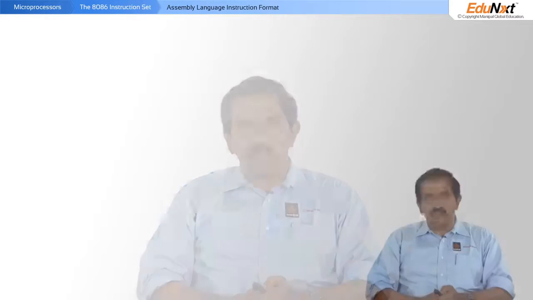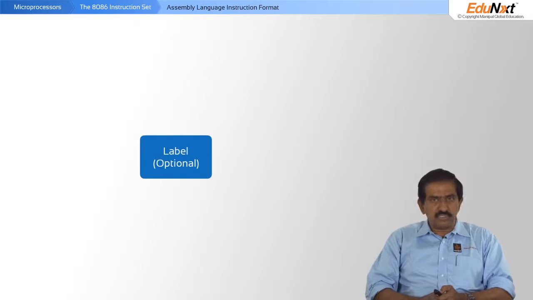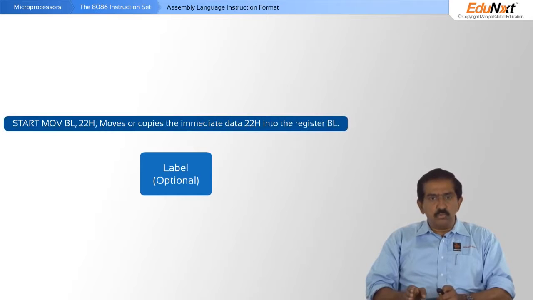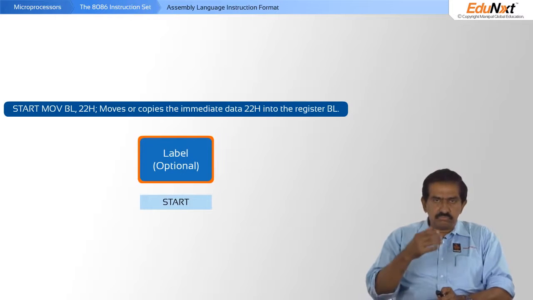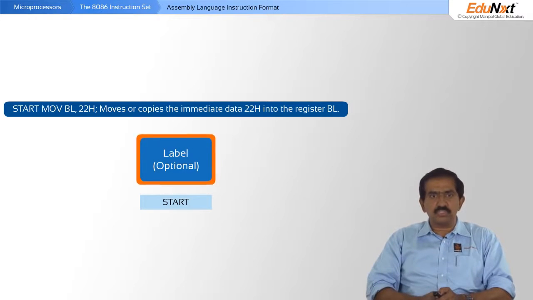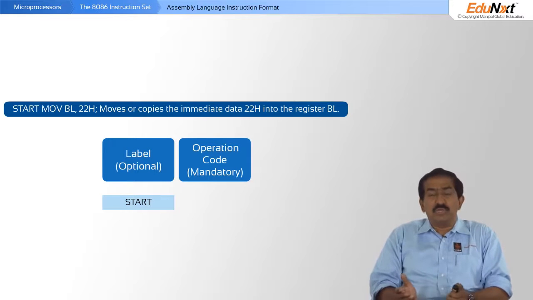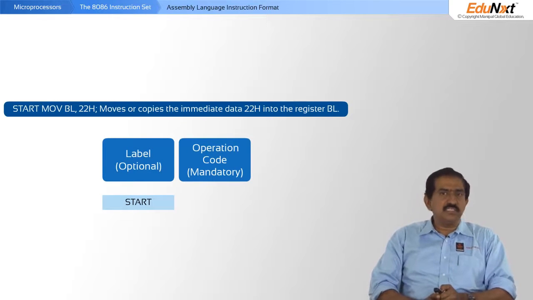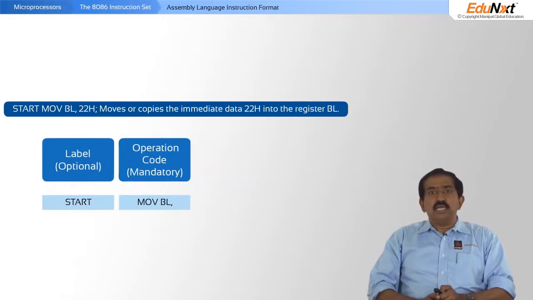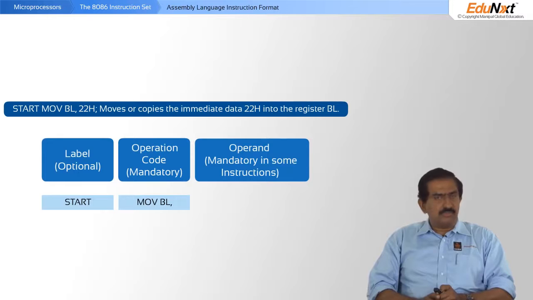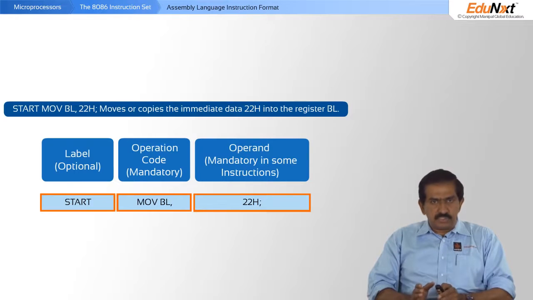Let's break up a typical instruction. So the instruction consists of a label and it's optional. You don't have to have it for every instruction. In the example of start, move BL, 22H, the label is the word start, and this is a label that is used during the assembly process. The operation code is mandatory. You cannot have an instruction without the operation code. And in this case, it is move BL. The operand is mandatory in some instructions. It's not mandatory in others because it is implied in some of the instructions. In this case, it is the value 22H, semicolon. So this is the complete instruction.